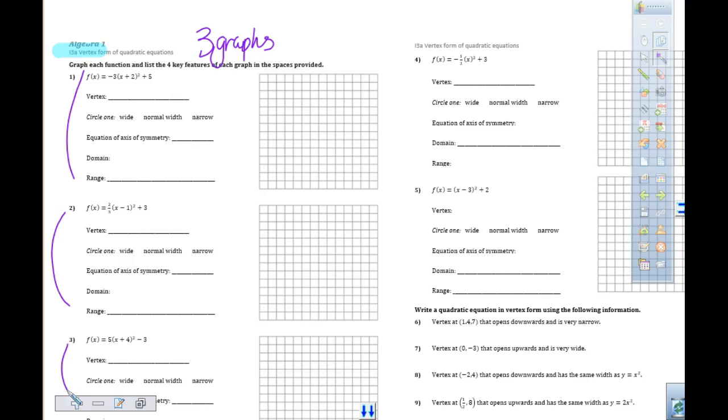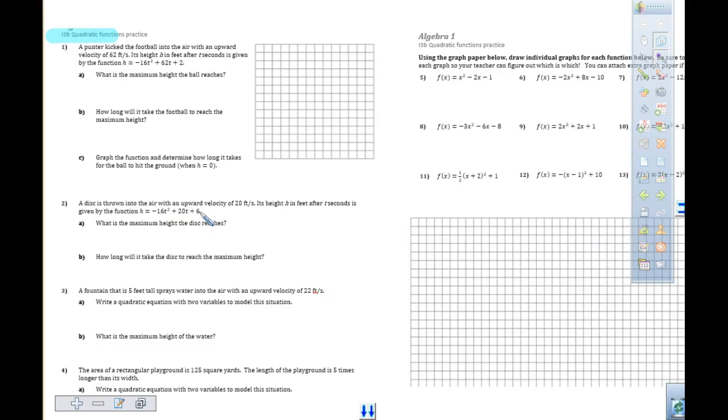When you find that vertex point, this is in the right form for us, right? They're giving us the h and the k. So it's always h comma k. This 3A is probably a lot easier for some of you than 3B. I want to look at 3B with you right now, and I want to look at question 1.